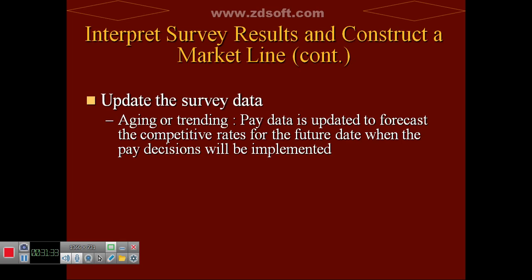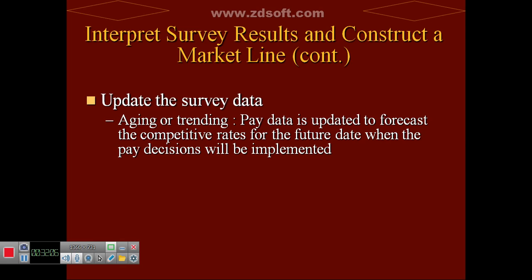Then update the survey data. Say, for example, if the data is collected from secondary sources, that data needs to be updated. You cannot use very old data, because as and when the cost of living increases, companies make a cost of living adjustment and increase the pay of their employees. So that aspect has to be taken into account. For that purpose, the company in question needs to update the survey data.